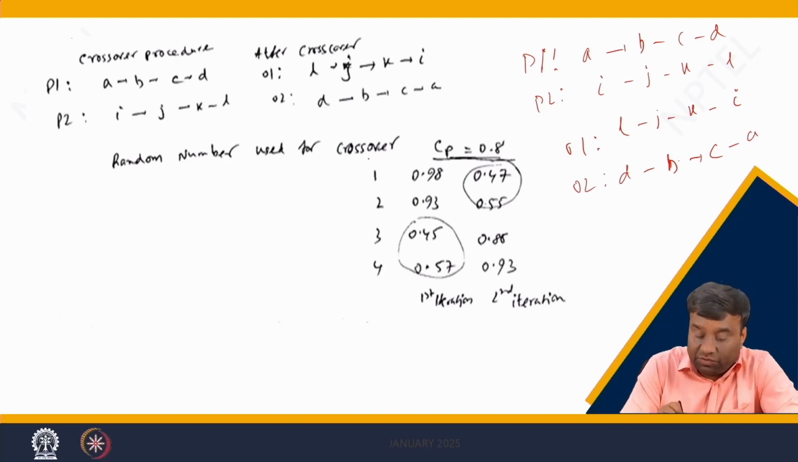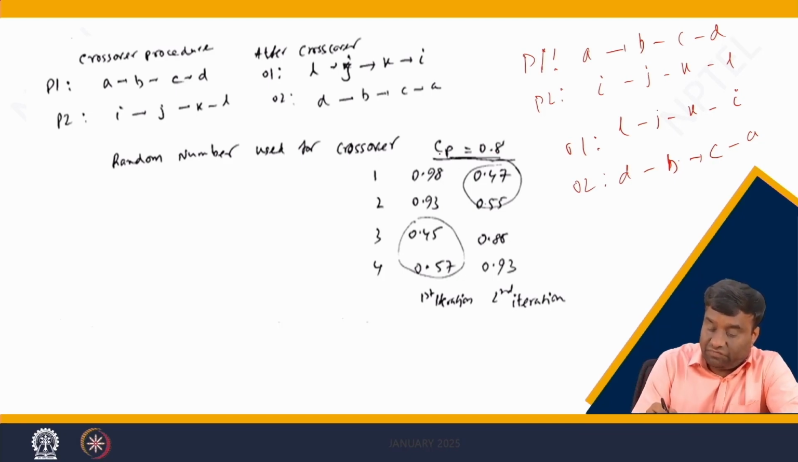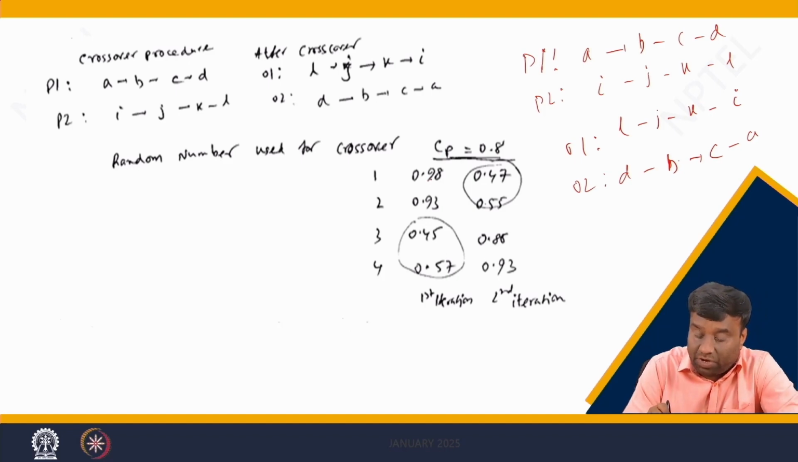Now random numbers used for crossover. So here crossover probability is 0.8. For the first iteration, random number is 0.98 for chromosome 1, for 2 it is 0.93, for 3 it is 0.45, for 4 it is 0.57. For the second iteration, crossover probability is 0.8, but random numbers are 0.47, 0.55, 0.88, 0.93.